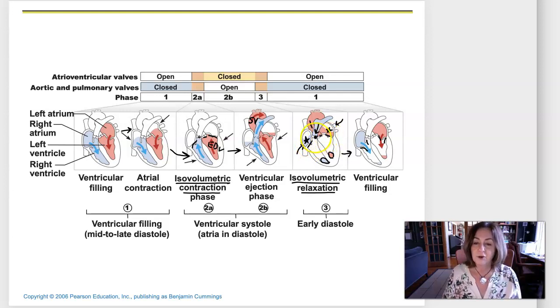So the AV valves are closed, semilunar valves are closed, stroke volume got ejected from the heart, so we have stroke volume going out to the lungs from the right, stroke volume going out to the body on the left, and we have a little bit of blood called the end systolic volume that remains in the ventricles. Meanwhile, blood continues to enter the heart through the atria. So when atrial pressure exceeds ventricular pressure, AV valves open, and we're back to the start again. So I hope that makes sense.